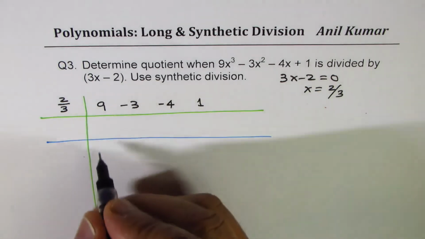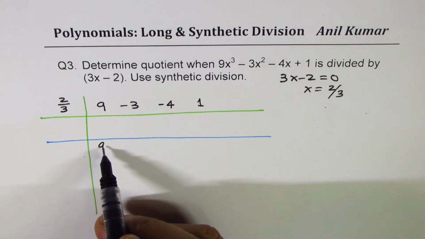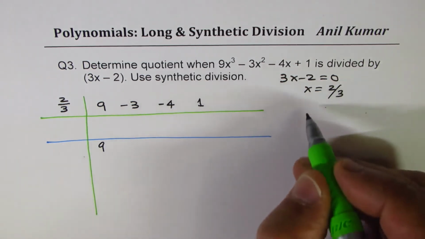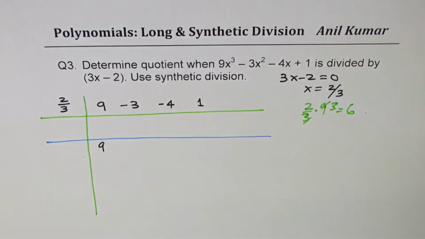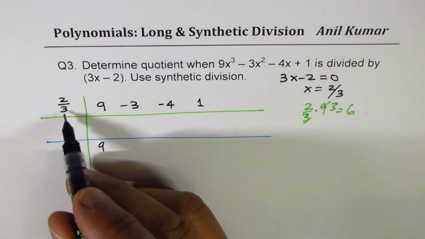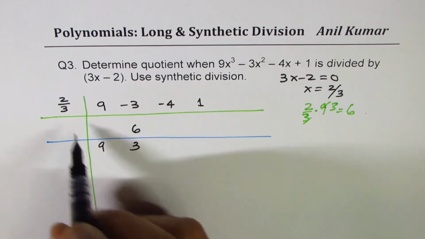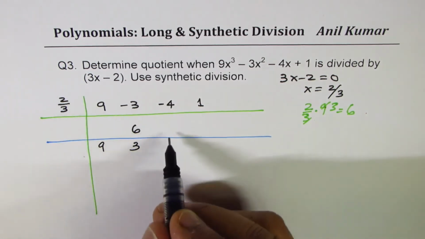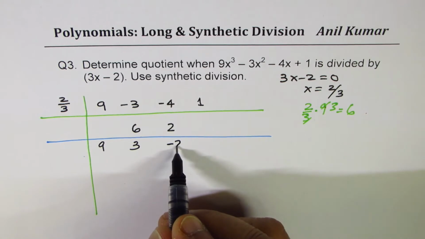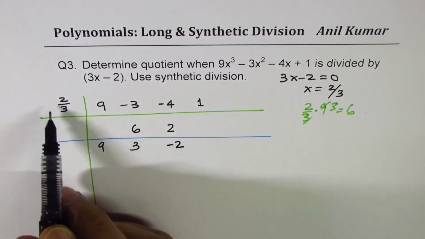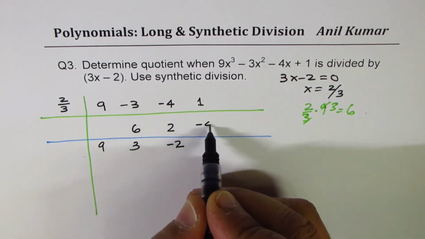Bring down 9. So multiply by 2 over 3. When you multiply 2 over 3 with 9, what do you get? Let's do it on the side. So we are doing 2 over 3 times 9. That divides, we get 6. Do you see that? So when you multiply, 3 goes 3 times and we get 6 here. When you add them, we get plus 3. Multiplying, the denominator cancels, you get 2. Adding will give us minus 2. Right? Now this time, when you multiply with minus 2, you get minus 4 over 3.